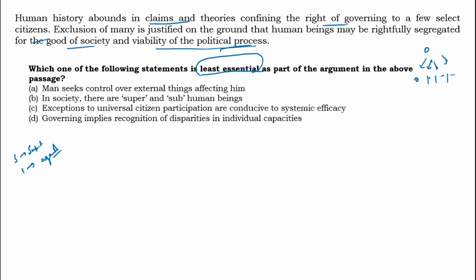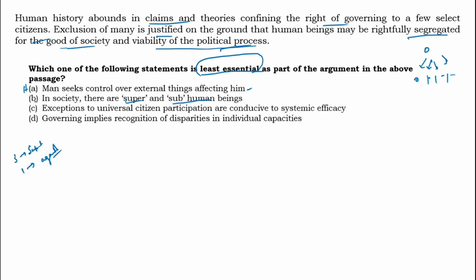Man seeks control over external things affecting him. We didn't read anything about external things in the passage, so let us keep this option on hold. In society, there are super and subhuman beings. According to the passage, it is justified that human beings are rightfully segregated, like selecting a few to govern the rest of the people. So, this option is true according to the passage.